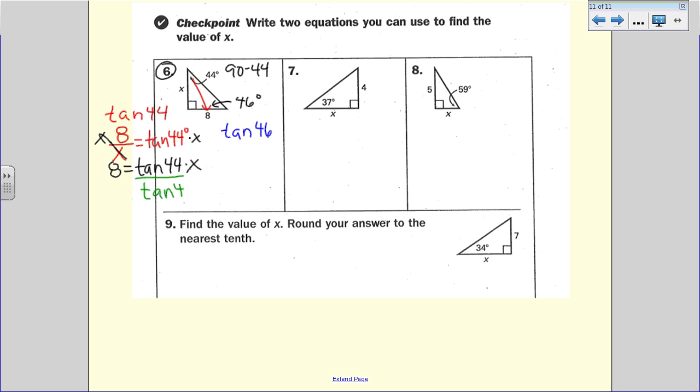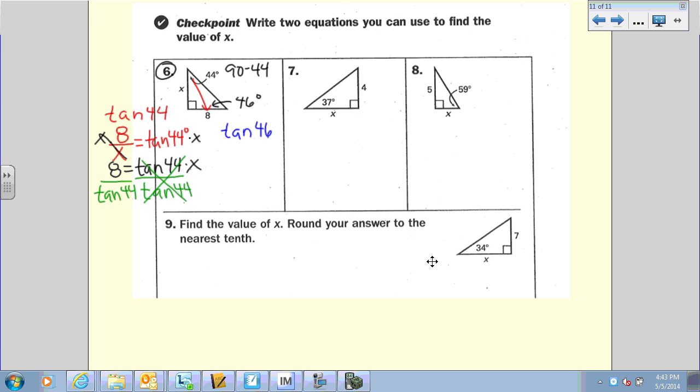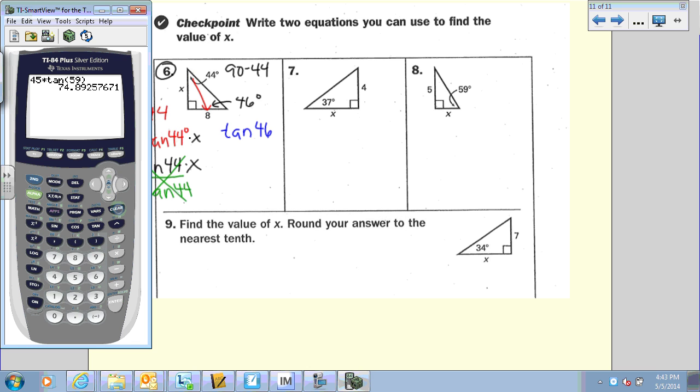We're doing a lot of algebra manipulations, but notice I haven't really done any math. I'm undoing division with multiplication. I'm undoing multiplication with division. And so we should have x is equal to 8 divided by tangent of 44. So let's take a look at that. We're going to do 8 divided by tangent of 44. And rounding it to the nearest tenth is 8.3. So we get x is equal to 8.3.